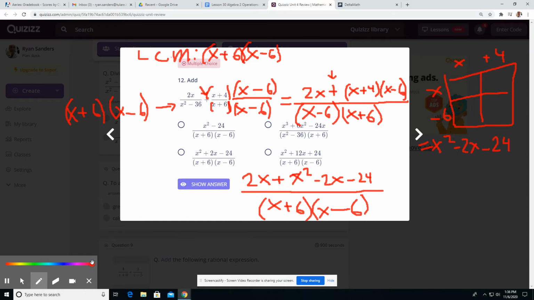All right, and then it looks like we have the 2x and a minus 2x. Those reduce out. And we have x squared minus 24. 24 is not a perfect square. So if that was a perfect square, they would probably have to factor it again, but it's not. So we're probably okay at this step. So x squared minus 24, and we have the same bottom.